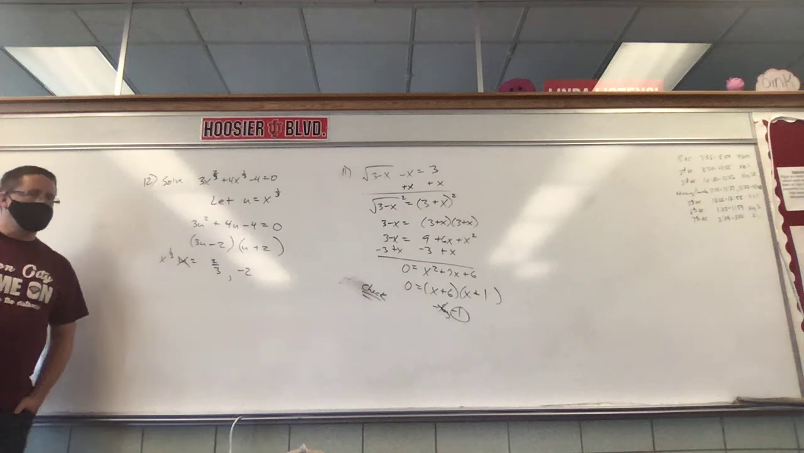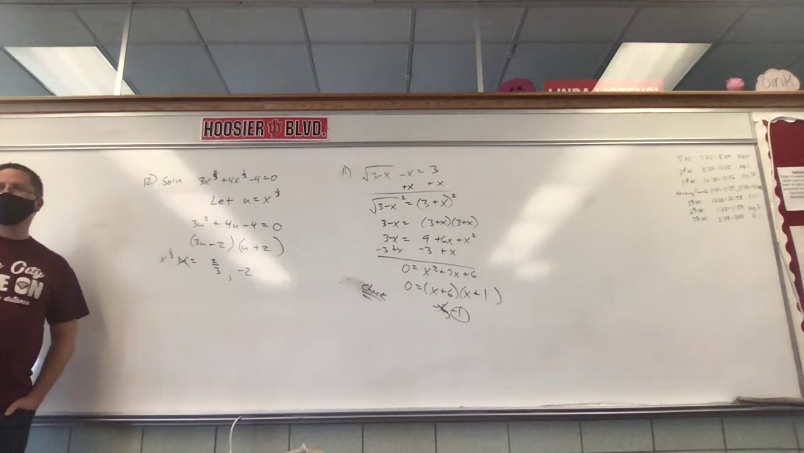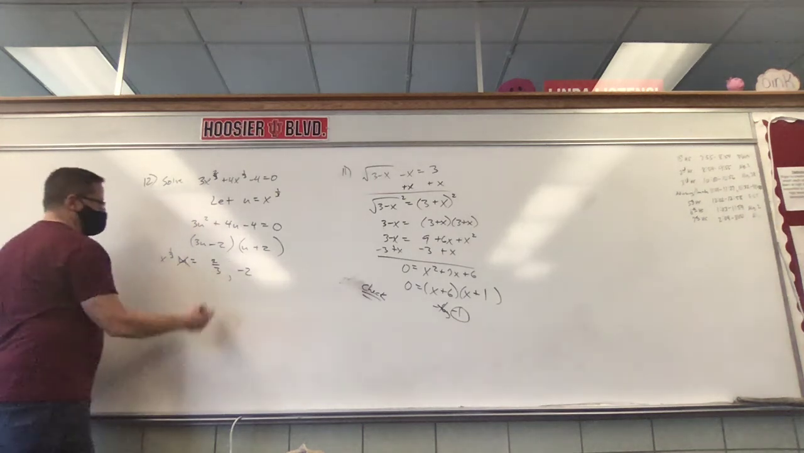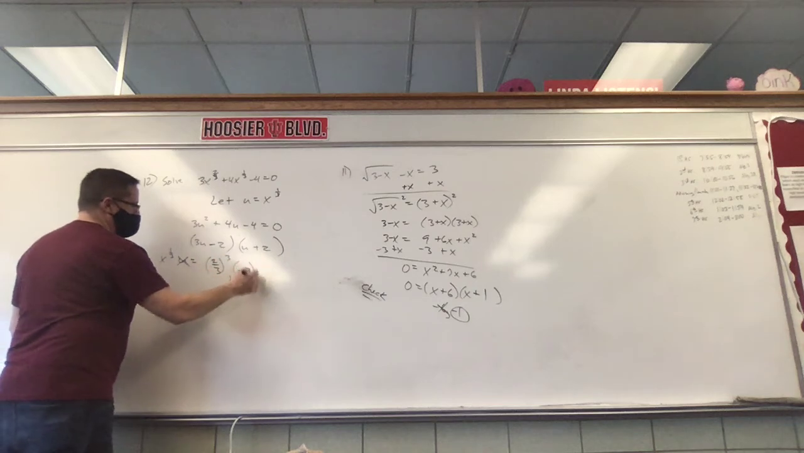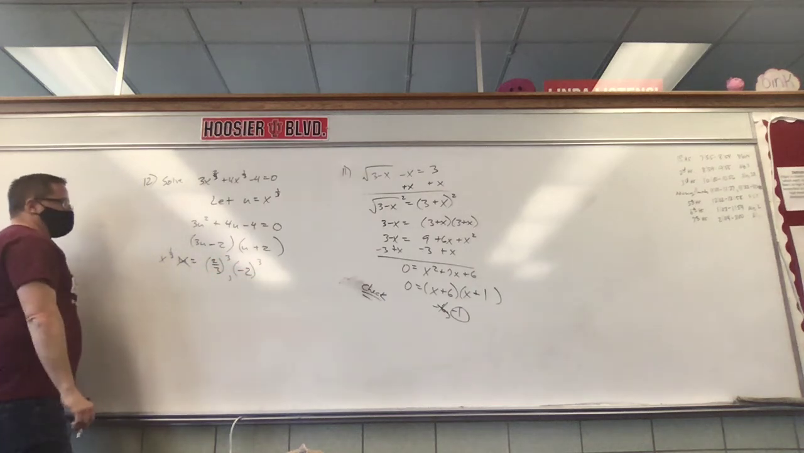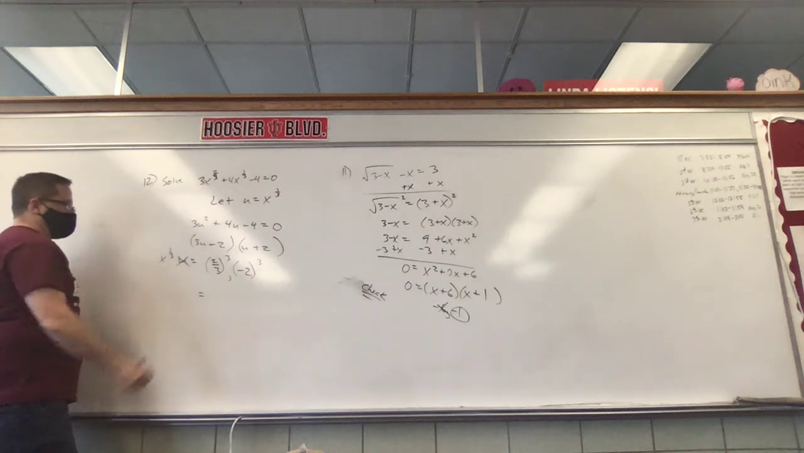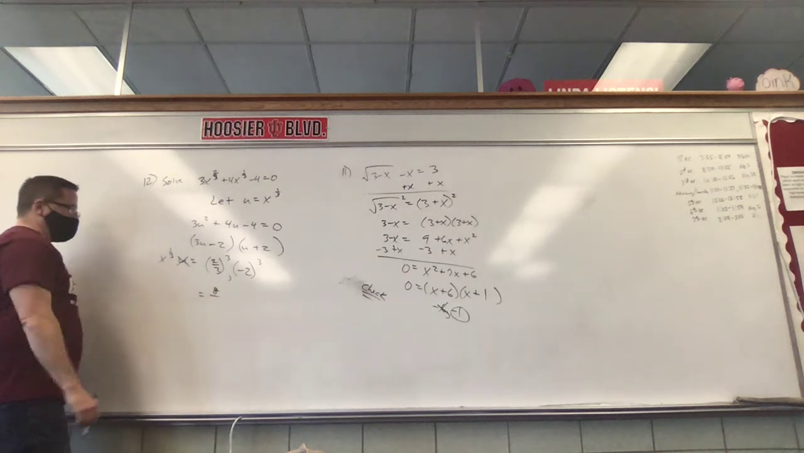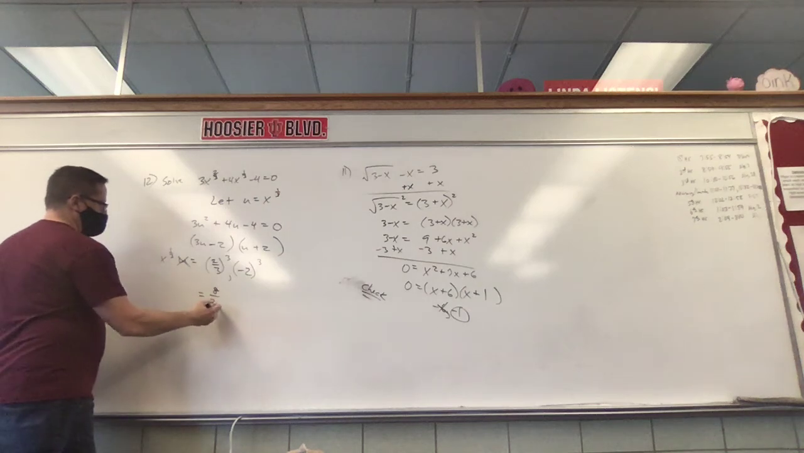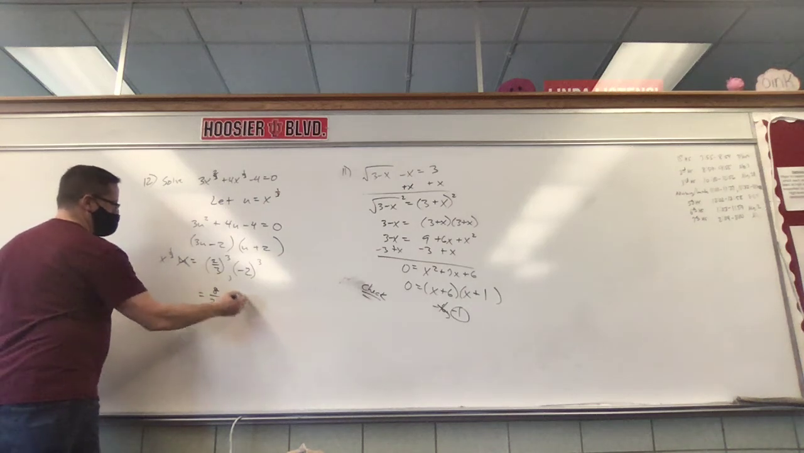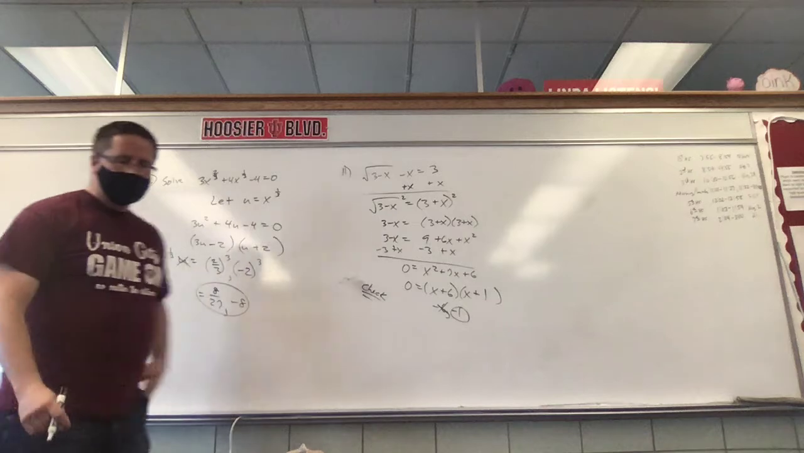How do you get rid of square roots? Square it. How do you get rid of cube roots? Cube it. So what do you do with each of these answers? Cube them. What's 2/3 cubed? What's 2 cubed? And don't say 6. 8. 3 cubed, don't say 9. 27. -2 cubed is -8.